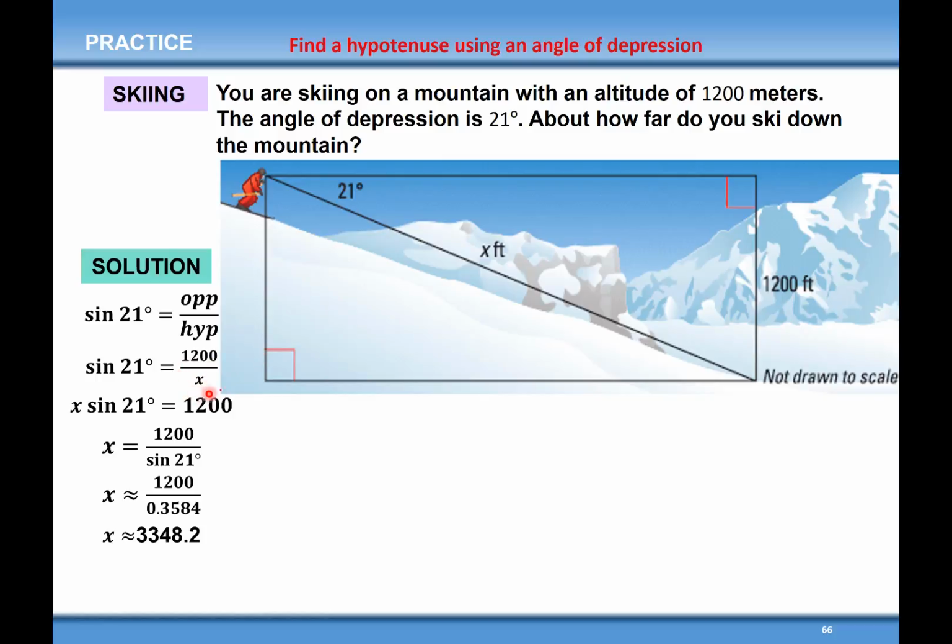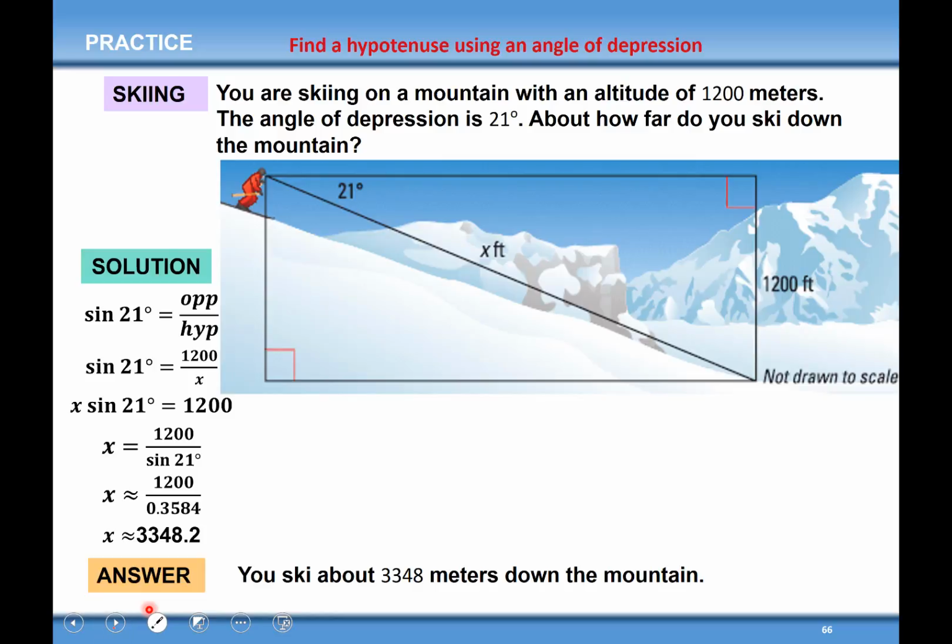Now again, the x is in the denominator here. A lot of folks think that since it's division, we can just multiply 1,200 times 21. We cannot do that. You need to multiply by x and bring that over, and then divide by the sine of 21. So you need to end up with this setup. Then in your calculator, put in the sine of 21 degrees. Remember, we rounded to the 4th decimal place. And then we get approximately 3,348.2 feet. So that's about how far you are skiing down the mountain.